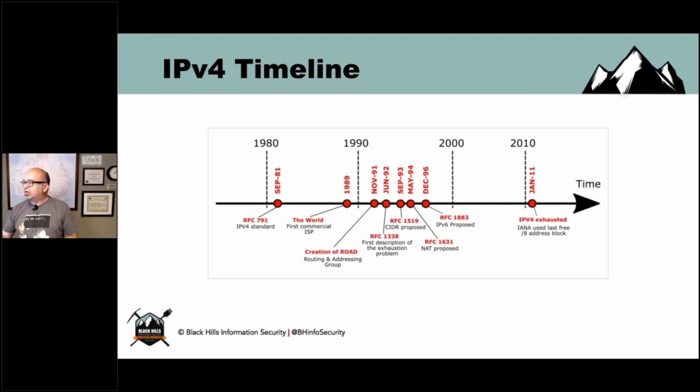2011 was a big year. IANA used the very last free block of the /8 IPv4 address space. The very last one. Now, that didn't mean we ran out of IPv4. It meant that all of the IPv4 had been allocated out to the regional internet registries, which is APNIC in Asia Pacific, ARIN in North America, RIPE NCC in Europe, and so forth, LACNIC in Latin America.